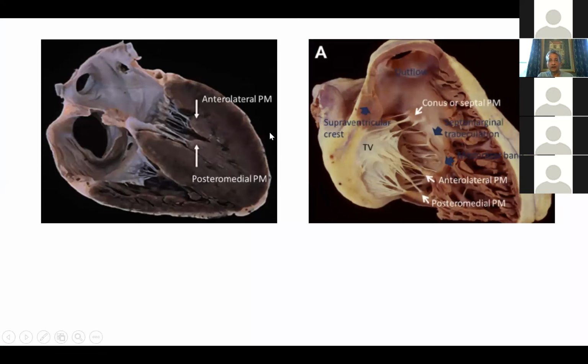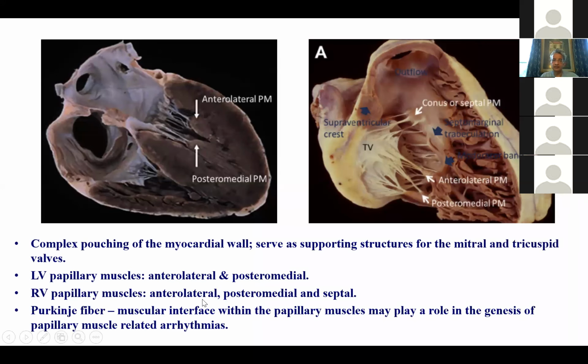So when we think about the papillary muscles, the way I imagine them, and I think that's really how these structures are, basically, they are so-called complex pouching of the myocardial wall, and their primary purpose is to serve as supporting structures for the mitral and tricuspid valve. And because the mitral valve has two cusps and the tricuspid valve has three cusps, the left papillary muscles are typically grouped as anterolateral and posteromedial. The right ventricular papillary muscles, three of them, are anterolateral, posteromedial, and septal.